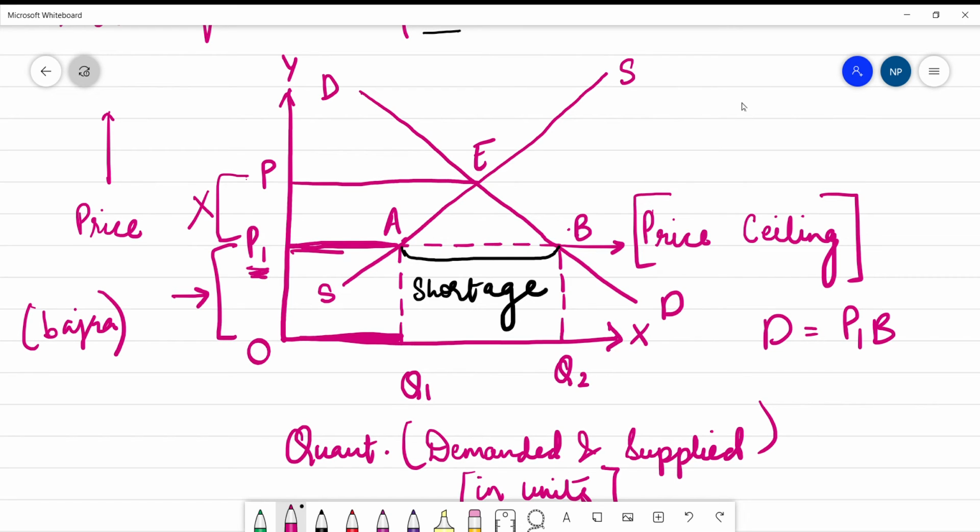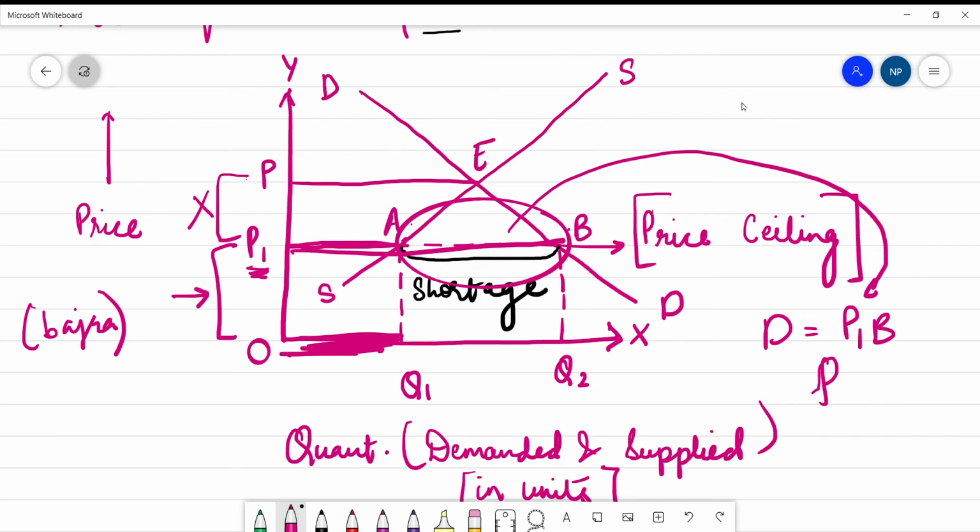They need this much of total product, but the producers are willing to supply only this much at this OP1 price. So the effect of the ceiling is a shortage that is equal to AB. That means this much is the shortage. This much more is required to fulfill the demands of the poor people. This demand P1B is the demand of the poor people.